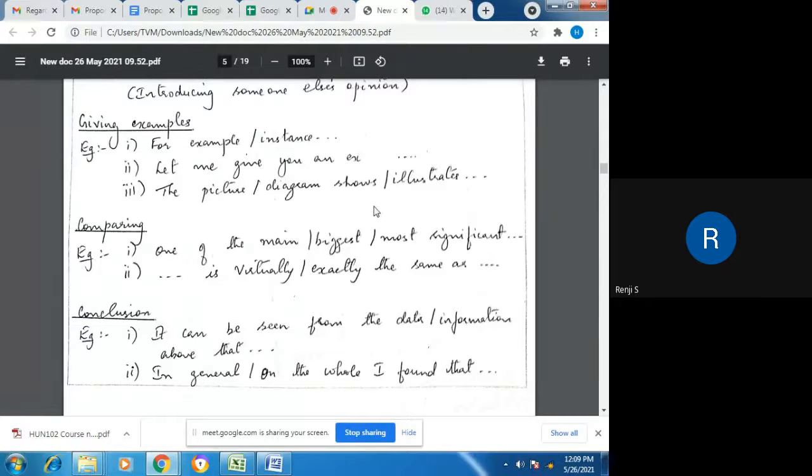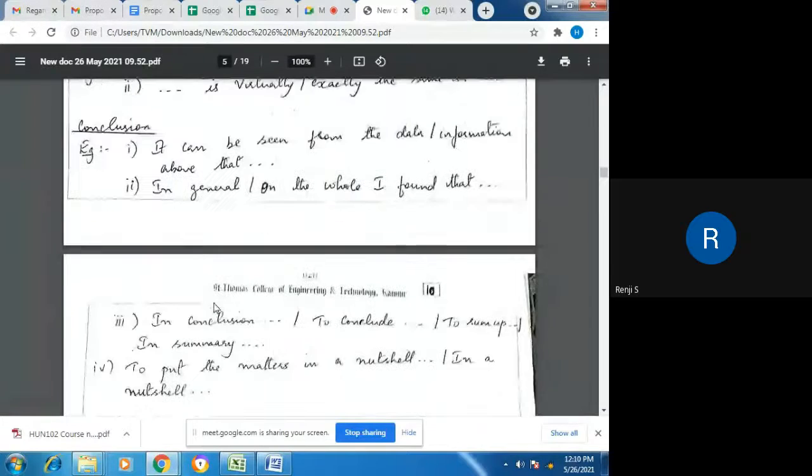Or the picture or diagram shows, or the picture or diagram illustrates, etc. When you are giving some example with reference to a picture, you can write the sentence: the picture illustrates that, or the picture shows that, or the diagram shows that, or the diagram illustrates that, etc. Or if you know any other words which more accurately substitute these words, then you can use those words also.